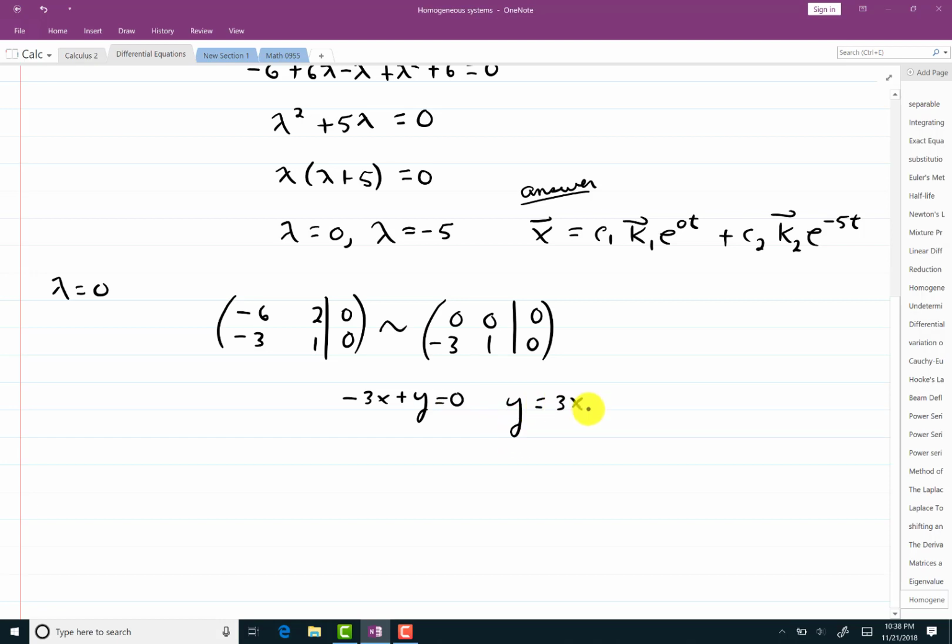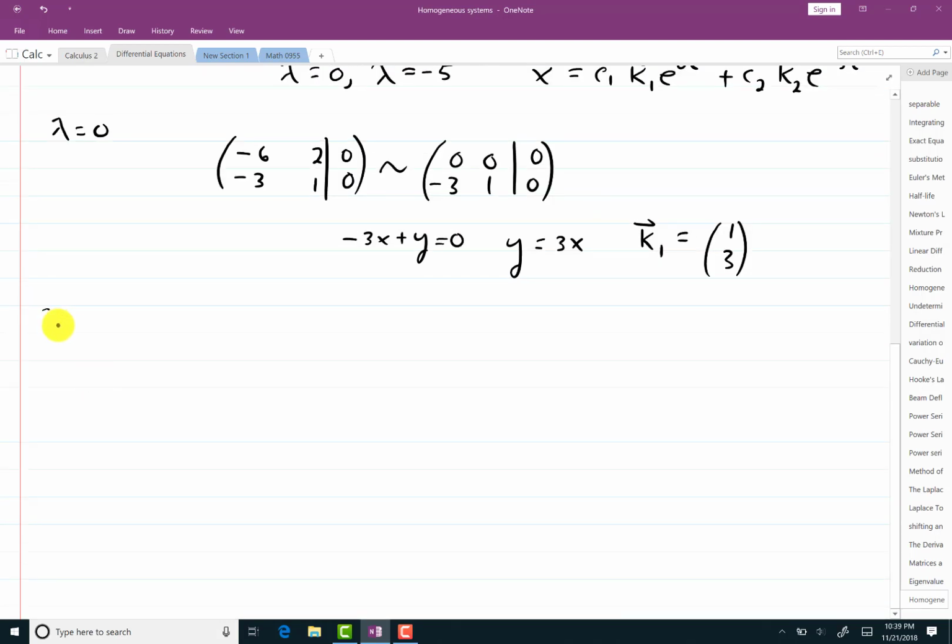So when you create your eigenvector, try to make it as simple as possible. For example, if I let x equal 1, notice you don't want to let x equal 0 because you'll get 0 for an eigenvector, and we don't allow that. So let x equal 1, and you'll get y equals 3. So there's one eigenvector. And the other one was lambda equals negative 5.